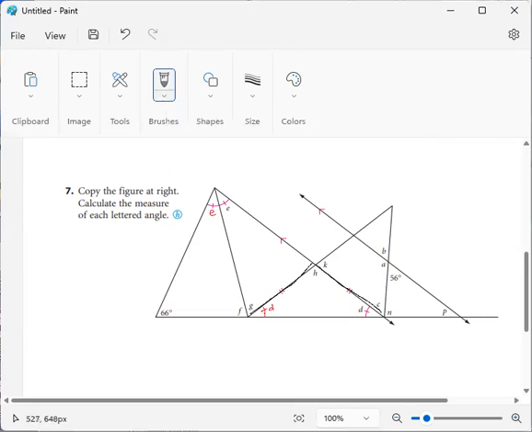So here, I'm going to start with this vertical angle. So B is congruent to 56. And then I see that A and B are linear pairs. So A is going to be 124.